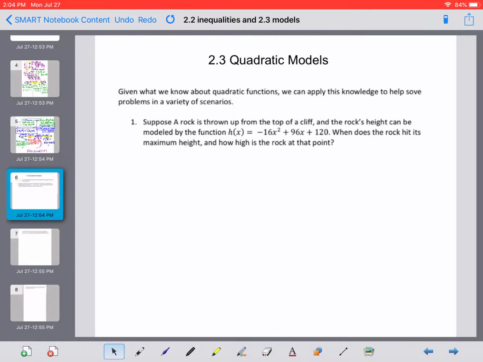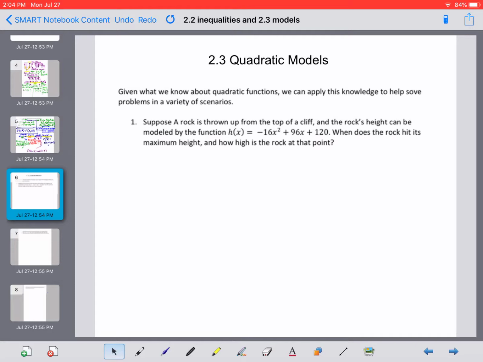In this last section of Chapter 2, we talk about quadratic models. That is, how can we apply what we know about quadratic functions to solve actual problems in the real world, which can be modeled with a quadratic function. So we'll do a couple of examples and then see what we've learned.